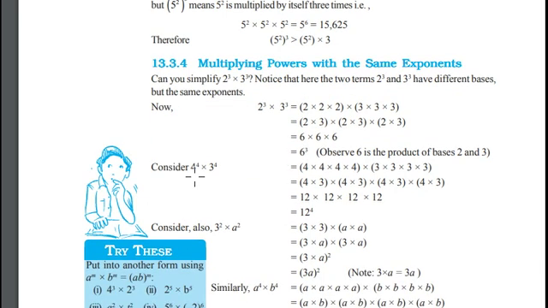Consider 4 to the power of 4 times 3 to the power of 4. 4 to the power of 4 could be written as 4 times 4 times 4 times 4. 4 is repeated 4 times and we are multiplying it. 3 to the power of 4 could be written as 3 times 3 times 3 times 3. 3 is multiplied 4 times.